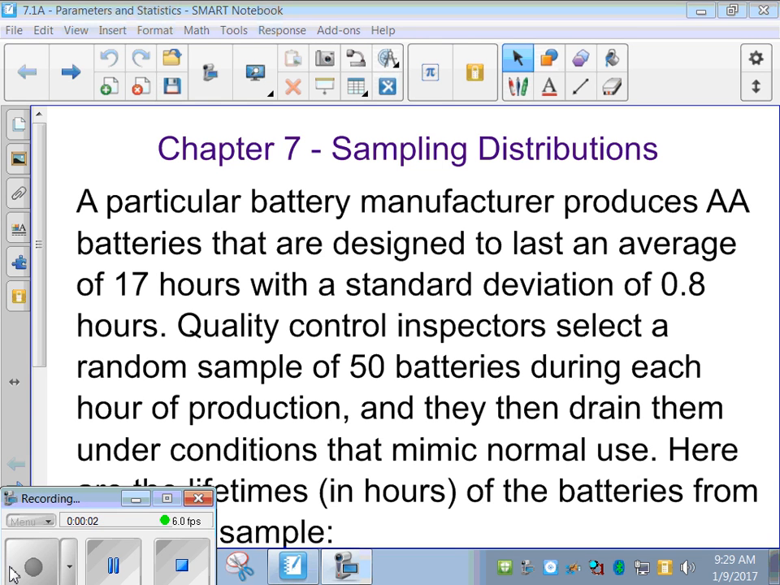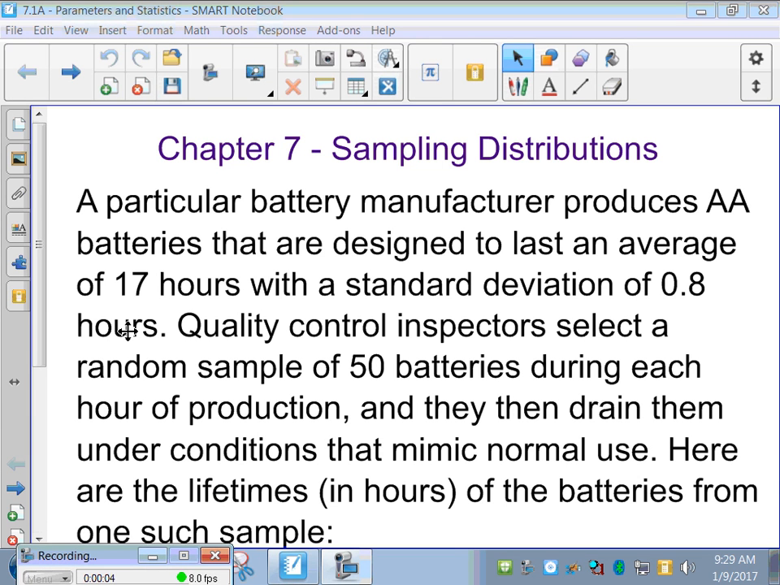All right. So this is just kind of an example of what you're going to learn. A particular battery manufacturer produces AA batteries that are designed to last an average of 17 hours with a standard deviation of 0.8 hours. Quality control inspectors select a random sample of 50 batteries during each hour of production. And they then drain them under conditions that mimic normal use.